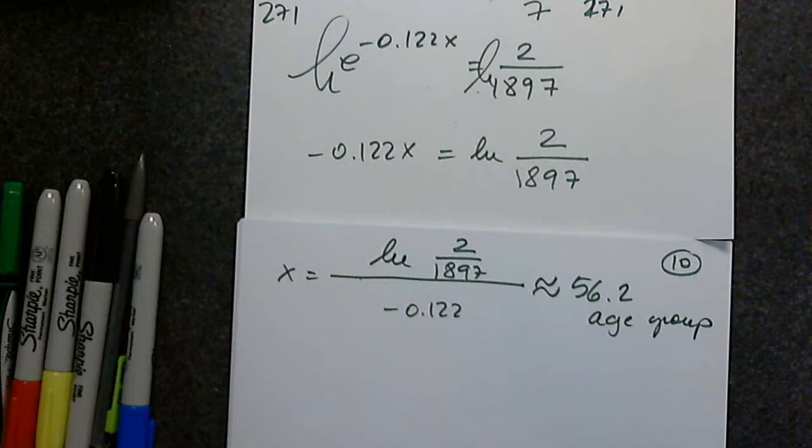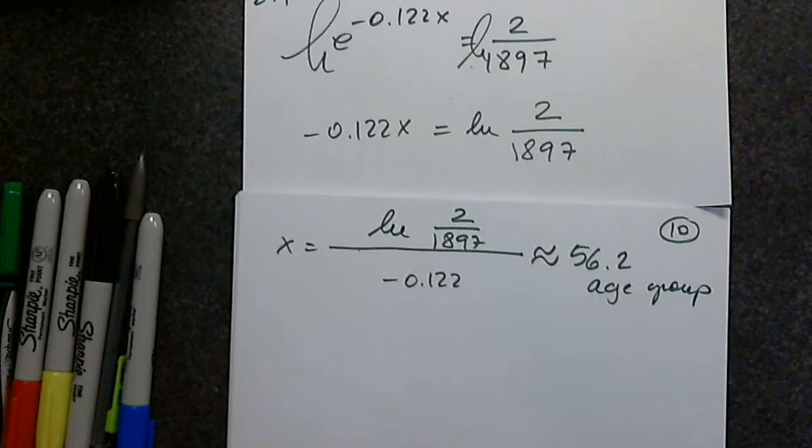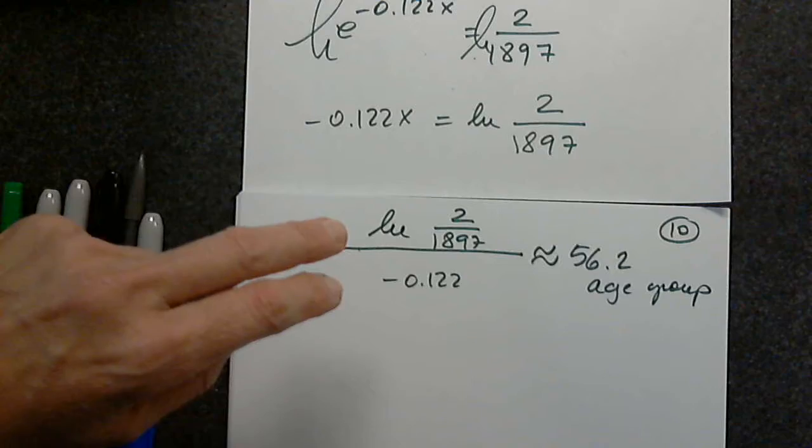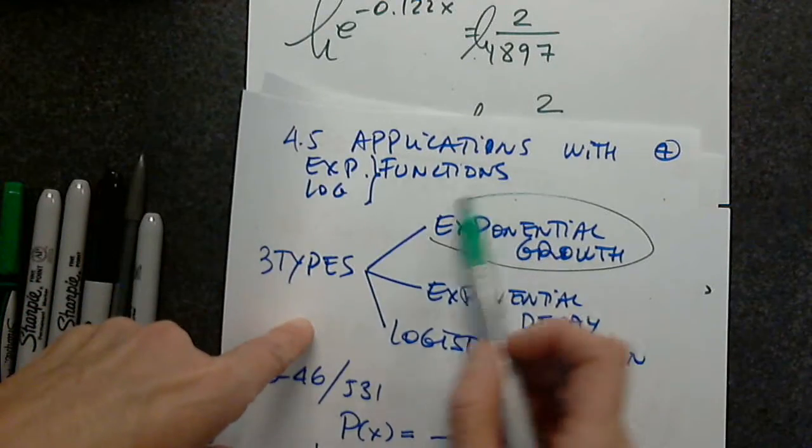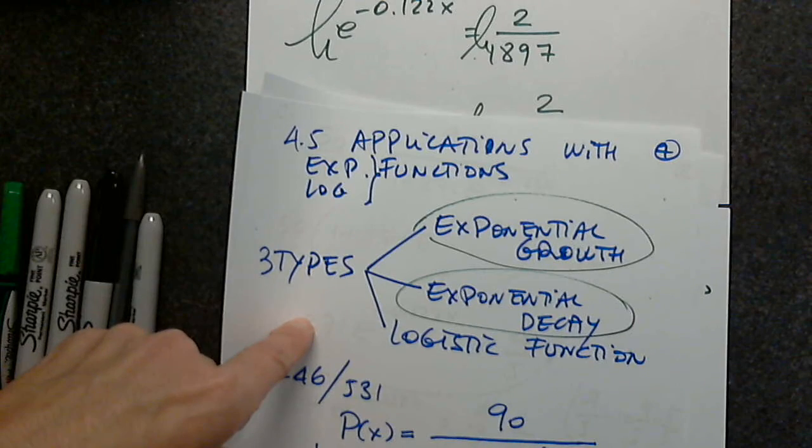So what we're going to look at on Monday is the other two problems that we didn't get the chance to look at today. The exponential growth and the exponential decay.